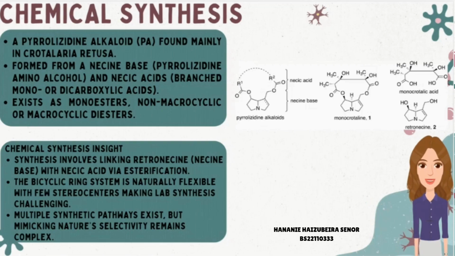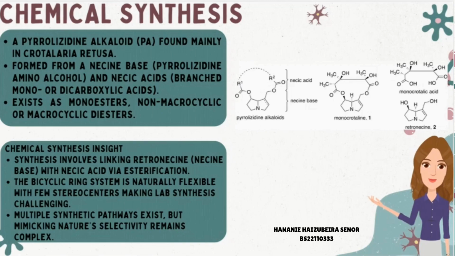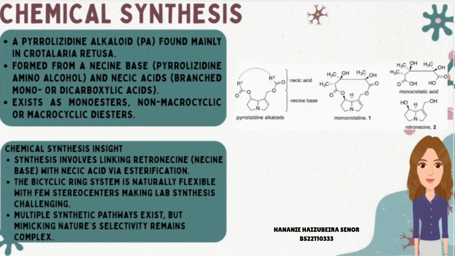So monocrotaline or MCT belongs to a group of natural compounds known as pyrrolizidine alkaloids or PAs. These alkaloids are found in various plant families and are known for their chemical defense role in nature.